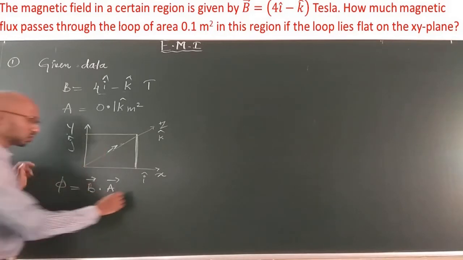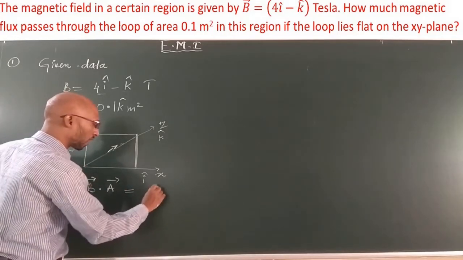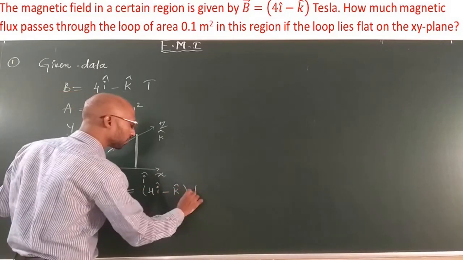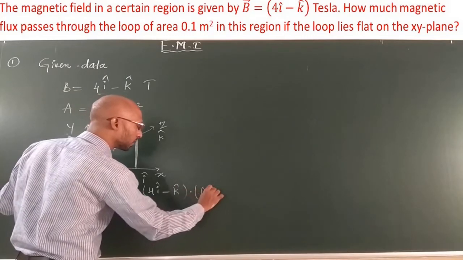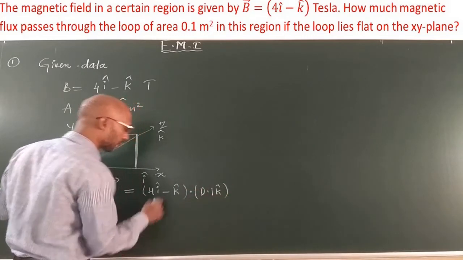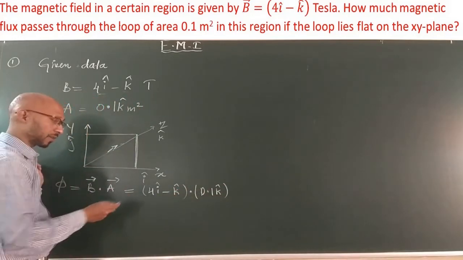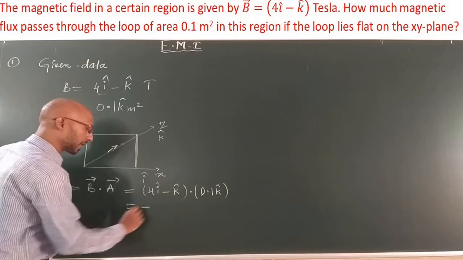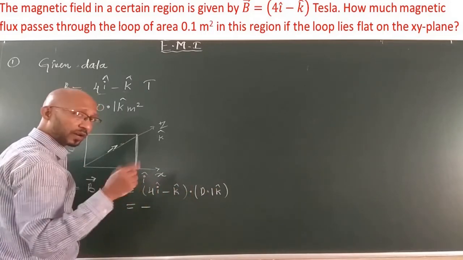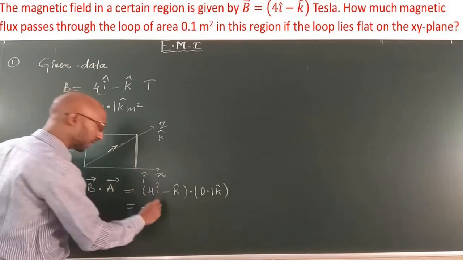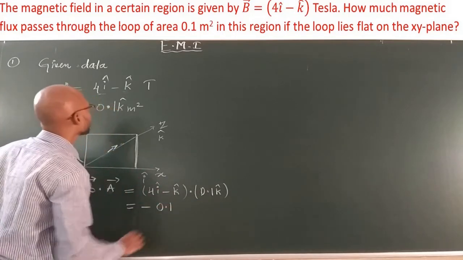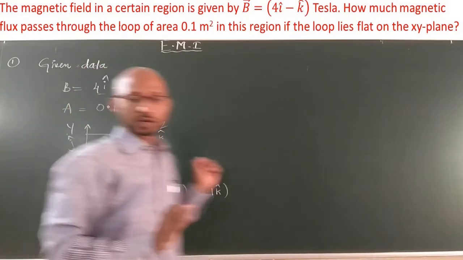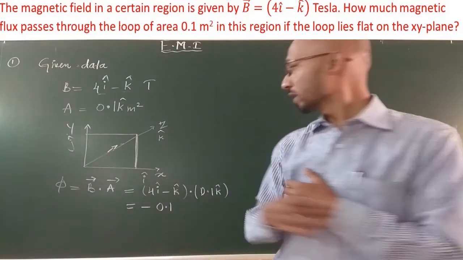Now you multiply these two terms: 4i minus k, into 0.1 k. The i term will not multiply with k, because the x-axis component will not produce any flux. Only this will produce: minus k into k, and k dot k is 1. So the flux becomes minus 0.1 weber.